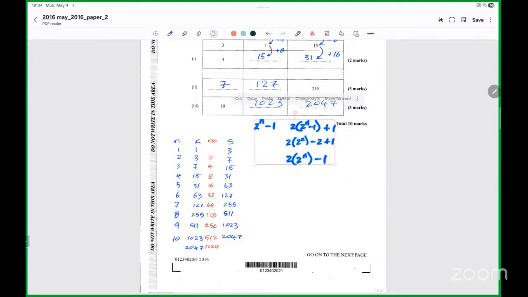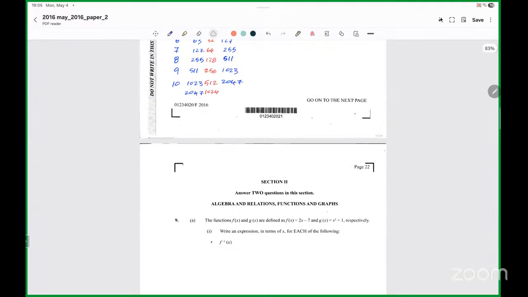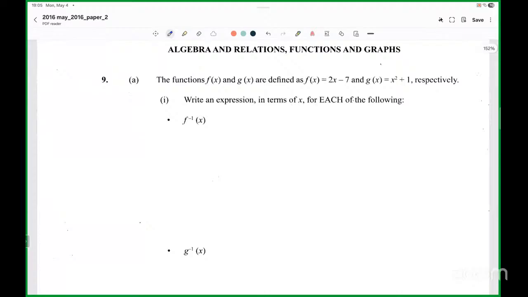But that is it. It happens. All right. So that's what I would do in the exam if I was in that situation. I can't get the formula. Let's work them out. Next question says, f and g are these two functions.